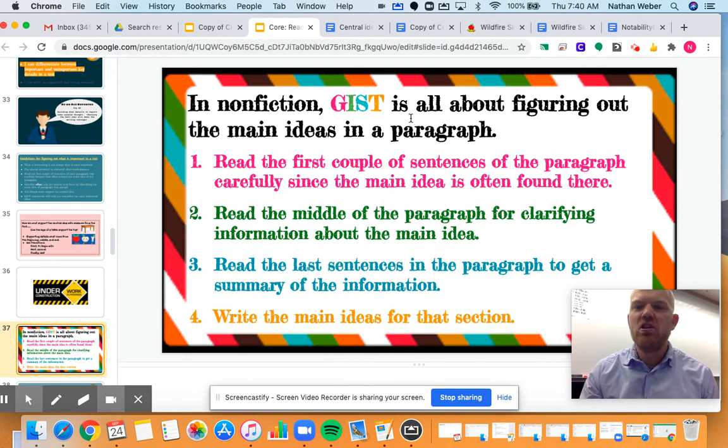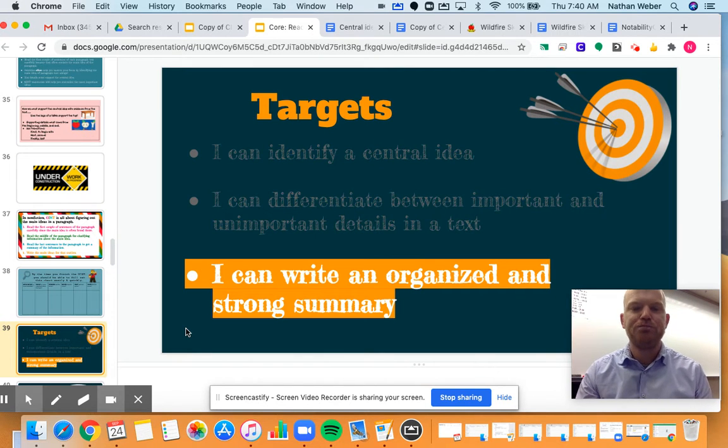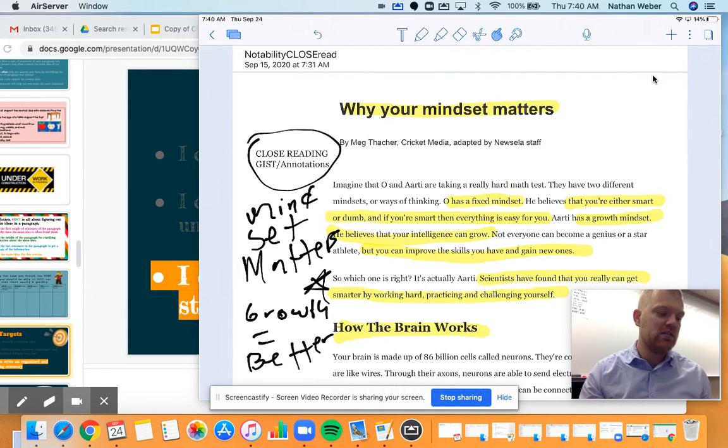In nonfiction, the gist is all about figuring out the main ideas in a paragraph. Read the first couple of sentences in a paragraph carefully since the main idea is often found there. Read the middle of the paragraph for clarifying information about the main idea, and then read the last sentences in the paragraph to get the summary of the information. And then try to figure out what the main ideas of each section of writing are, and how they support the central idea. And then next, we're going to talk about writing a strong, organized summary. But first, I'm going to show you how to identify key details in your text.